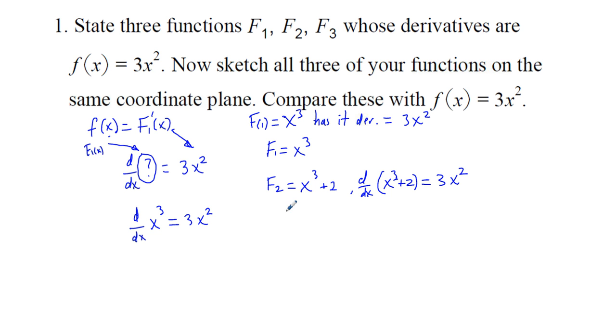And f3 we can say is equal to x cubed minus 1. Why? Because the derivative with respect to x of x cubed minus 1 is also equal to 3x squared. So all three of these, f1, f2, and f3, have a derivative equal to 3x squared.